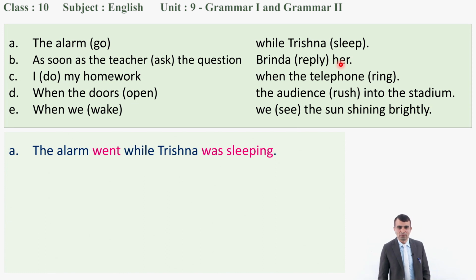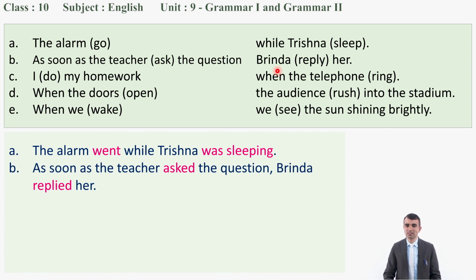Great, good. In the same way, as soon as the teacher asks the question, event or circumstance? Event. Brinda replied her. Reply, circumstance or? Yes, event. Okay, event. Both are event. How do we write it? As soon as, good, the teacher asked the question, Brinda replied her. Is it so? Great.